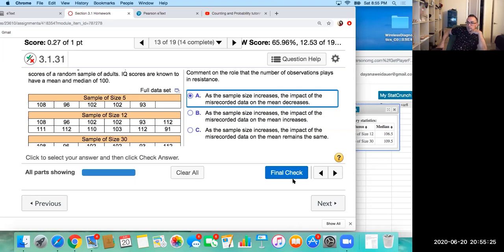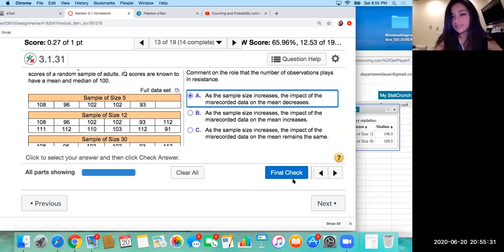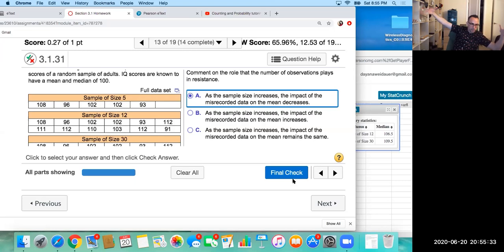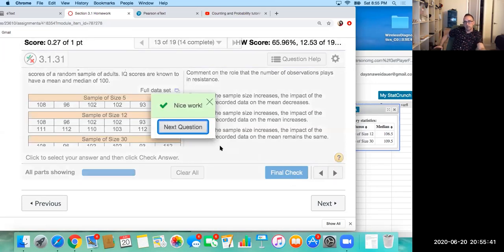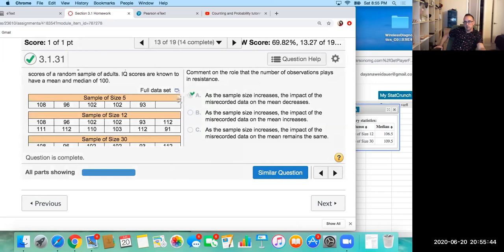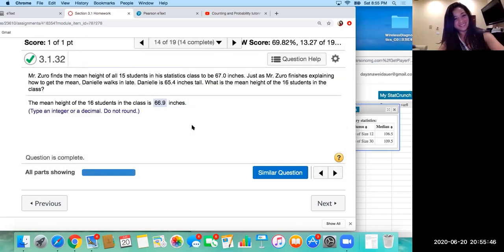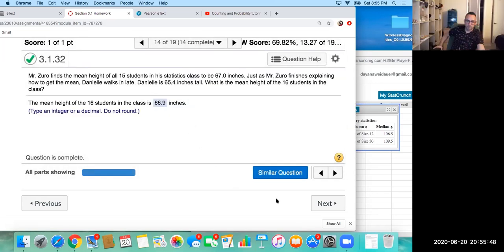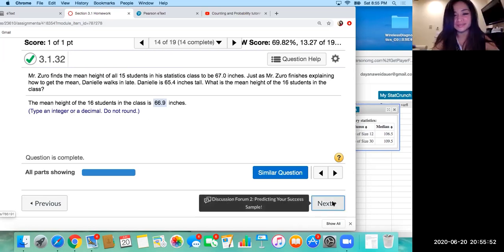Yeah, the impact decreases because if there are more data values, then that one big value is not going to affect it as much because there's so much data. If the data set is small, then that one big value is going to affect it a lot. That's what I would guess. I could be wrong. It could have been C, remain the same.